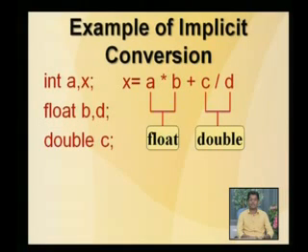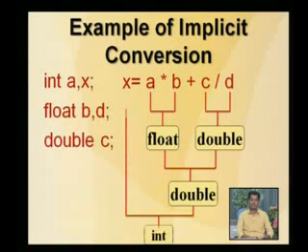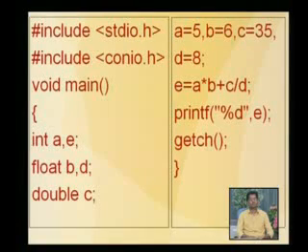Now x is integer and the final answer we want is in terms of integer. So that value is converted to integer at the end. Float and double gives us double, and that double will be automatically converted by the implicit conversion and gives us an integer value. Let's see one simple program.